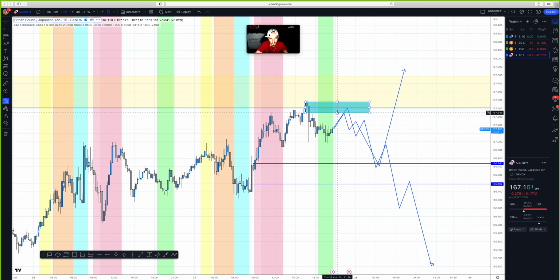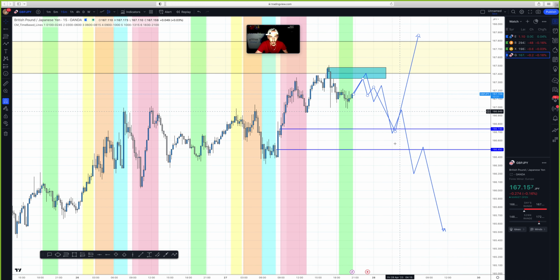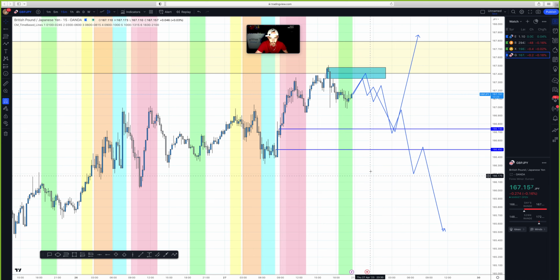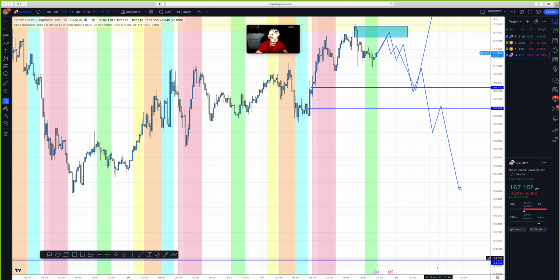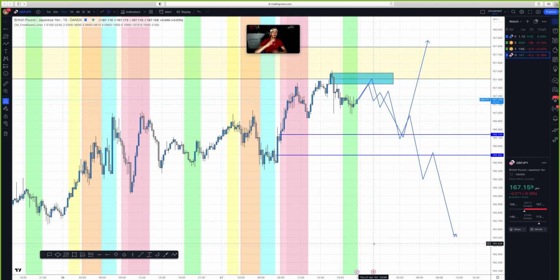Price could use this area of supply to pull back into this area of demand to continue the bullish move, or if price breaks past these areas of demand, we know that nothing is stopping price until down here. So we have to keep that in mind. That was a breakdown of XAU USD and GJ.